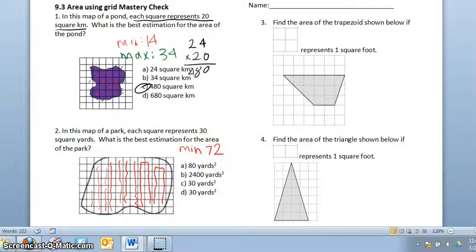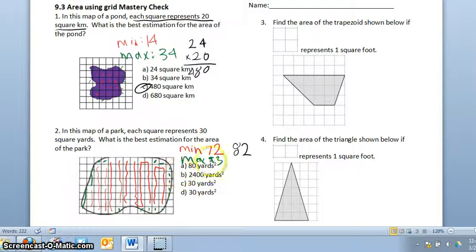Let's mark with green the ones that are partially filled in. So 1, 2, 3, 4, 5, 6, 7, 8, 9, 10, 11, 12, 13, 14, 15, 16, 17, 18, 19, 20, 21. Okay, so we add 21 onto this, and that would make the max 93. So I know I've got between 72 and 93 squares. Again, I'm going to go about right in the middle, which is about 82.